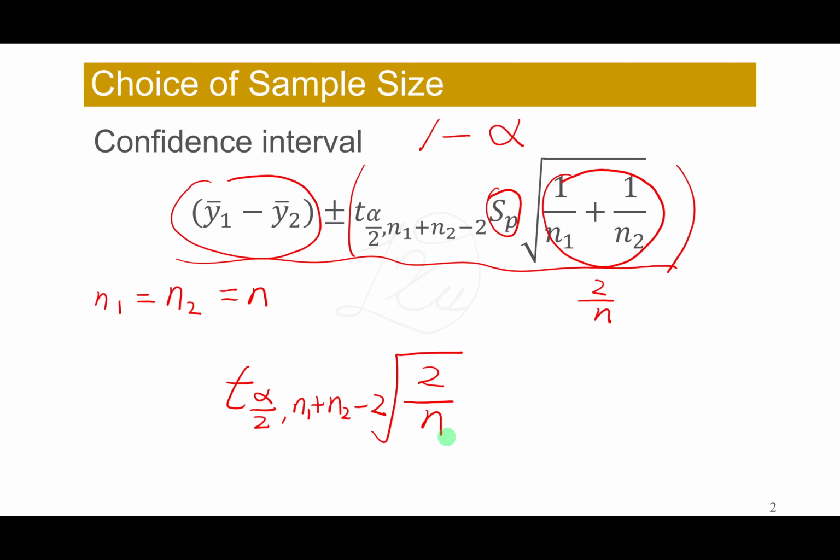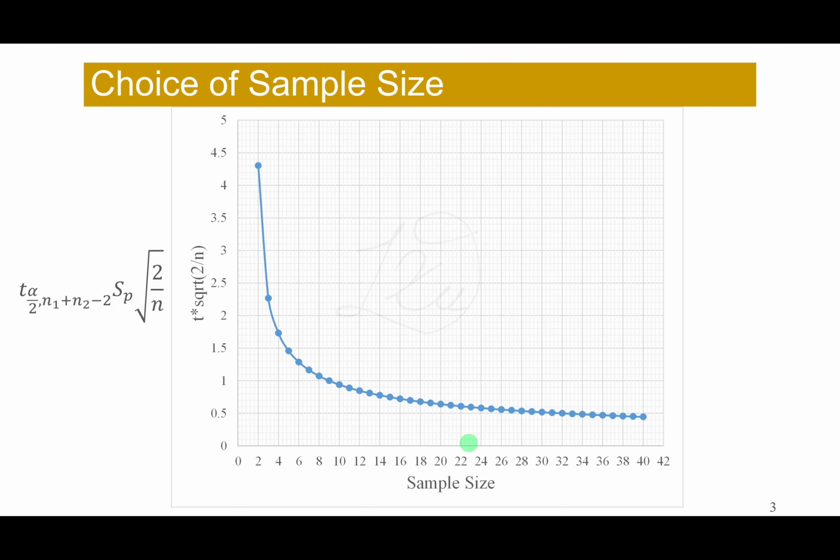Apparently, as sample size changes, the t value will change. Also, this term will change. Let's look at how this value changes with the change of sample size. When alpha equals to 0.05, that is, if we use a confidence interval of 95%, we can plot this value versus the sample size here. We can see that the curve descends rapidly as n increases up to about 10, and less rapidly beyond that.